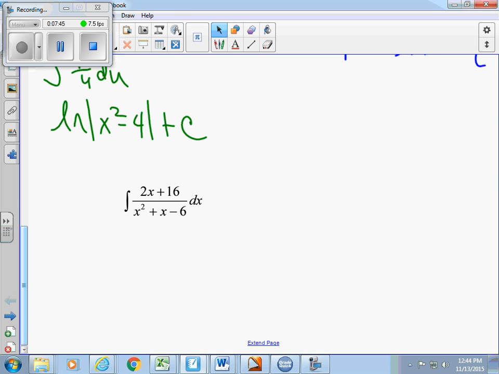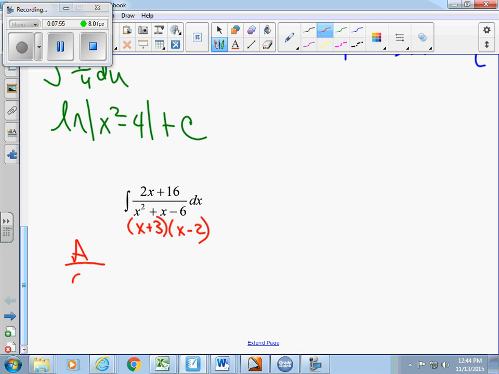The numerator is already smaller than the denominator. The denominator factors to be x plus 3 times x minus 2. So I have A over x plus 3 plus B over x minus 2 equals x plus 16 over x squared plus x minus 6.